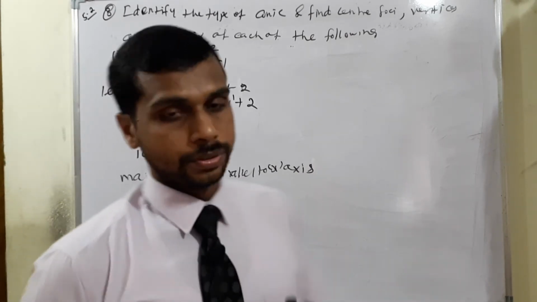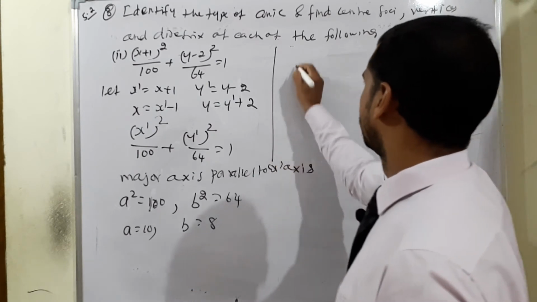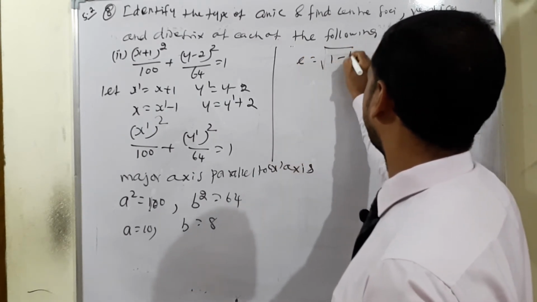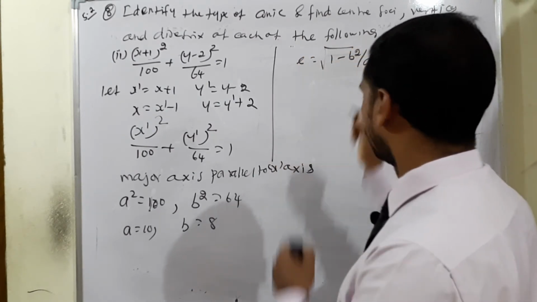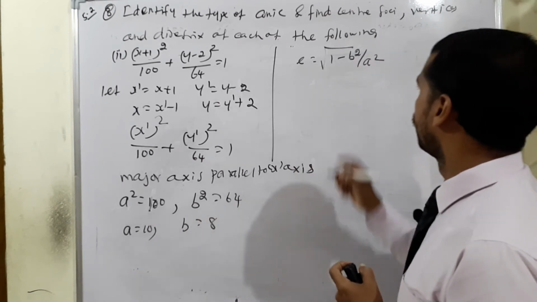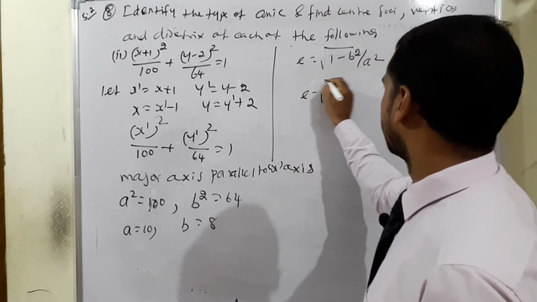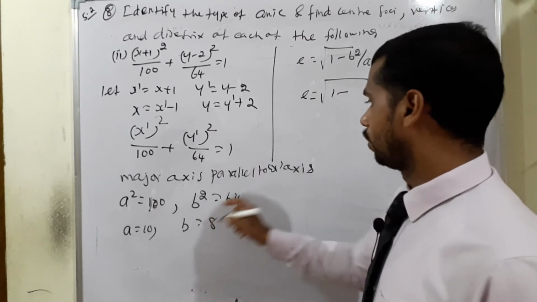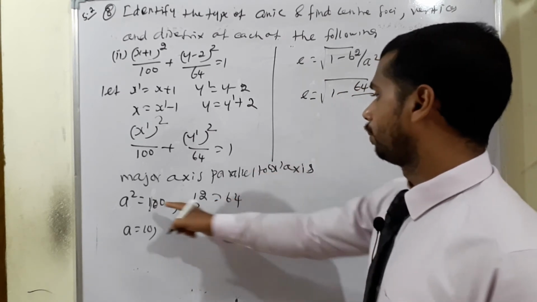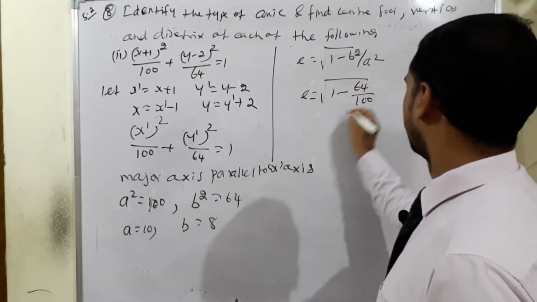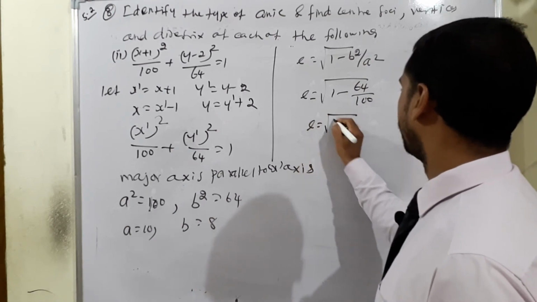Then how to find the eccentricity? So, e is equal to square root of 1 minus b square by a square, isn't it? So, now e is equal to square root of 1 minus b square, which is 64, divided by a square, which is 100.